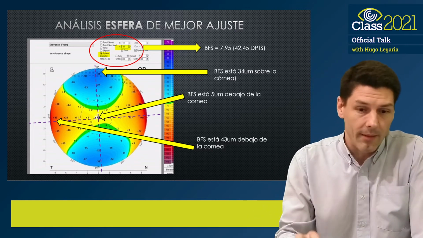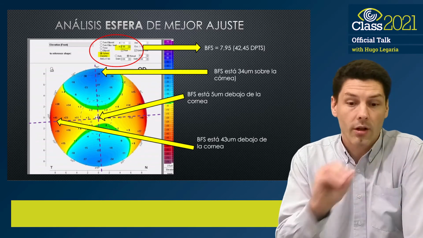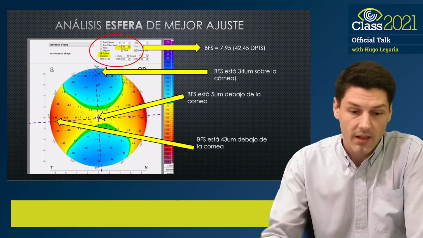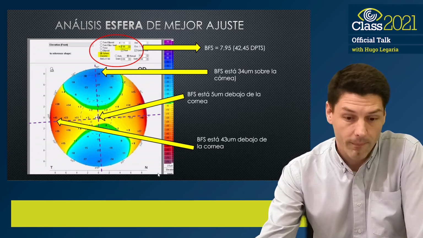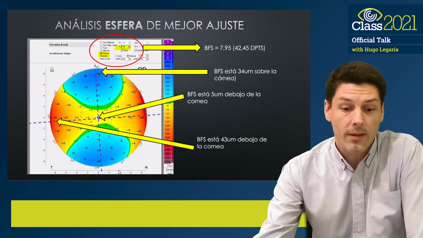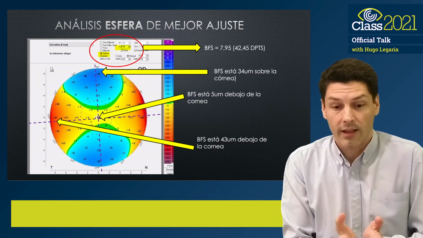Here we have an elevation map where it shows us the color and the numerical values. Now, notice that we have two scales, on the left and below, where it indicates in millimeters the distance to the center and the diameter that each zone involves.